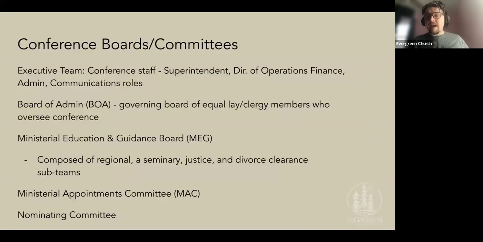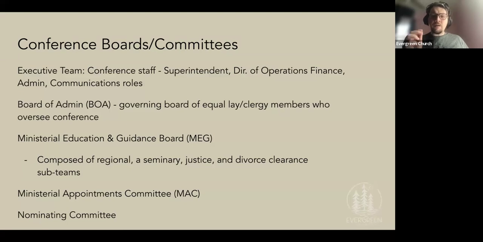And then lastly, there's the nominating committee, which are the people who are looking at all of the missional partners and the key lay leaders and clergy across our conference, and prayerfully inviting and asking people, hey, would you consider serving a 3-year term on the MEG? Or would you consider serving on the conference leadership board for 3 years?